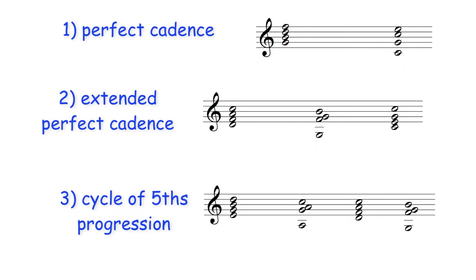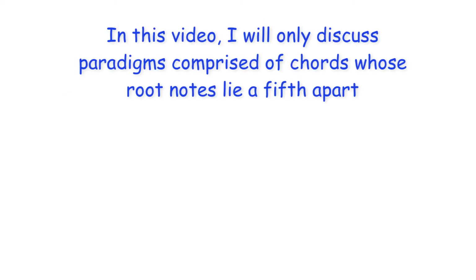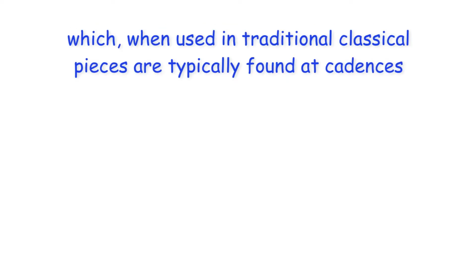In each of these progressions, the chord's root notes are separated by the interval of a fifth. In this video then, I will only discuss paradigms comprised of chords whose root notes lie a fifth apart. Voice leading in jazz essentially follows that of seventh chord progressions in classical music, which when used in traditional classical pieces are typically found at cadences.